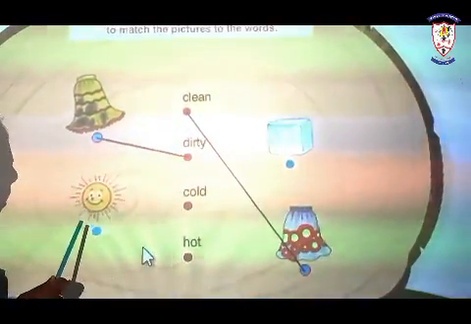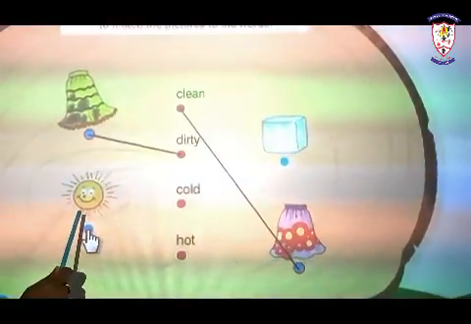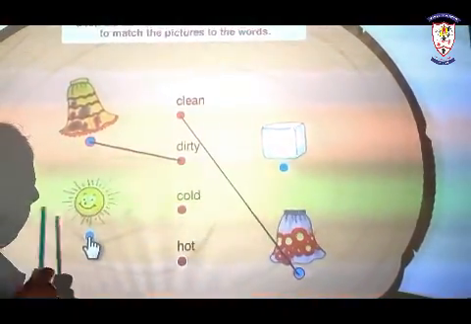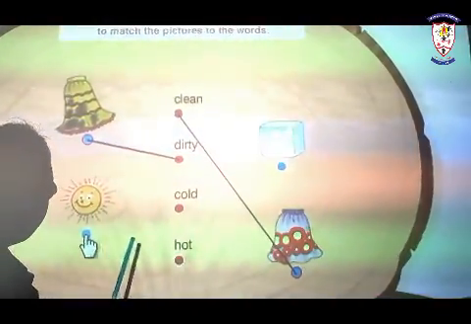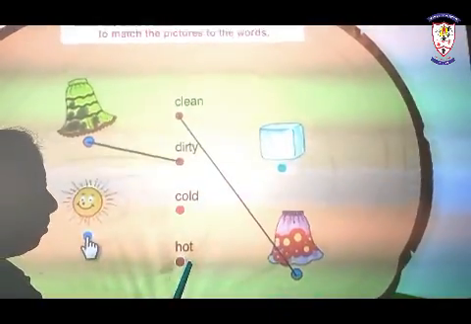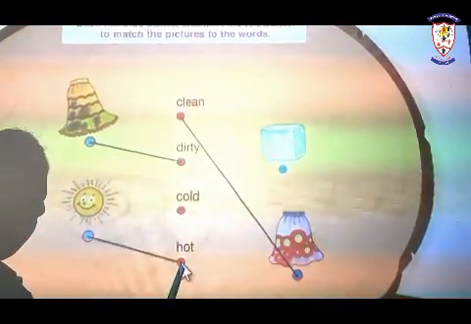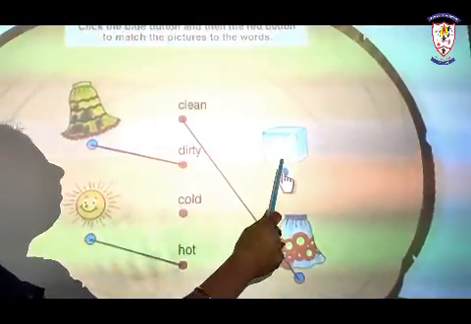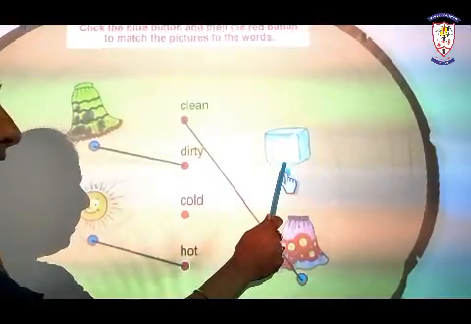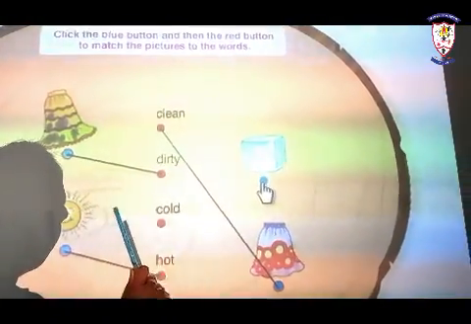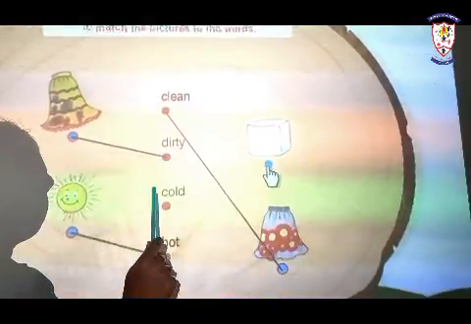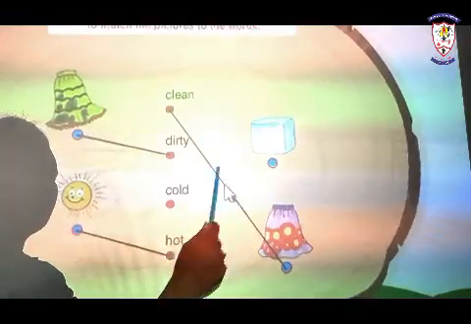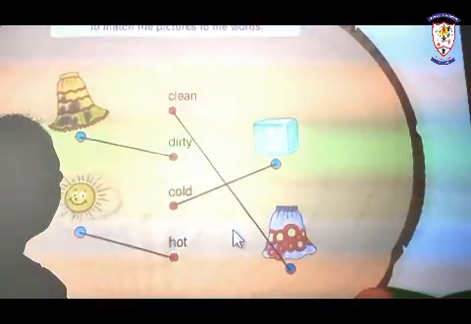Okay, now here is the picture of the sun. The sun is very hot. So we have to match it with the word hot. H O T, hot. Yes, like this. And here is the picture of ice. Ice is very cold. So where is the spelling of cold? Yes, here it is. C O L D, cold. So we have to match the picture with its word.